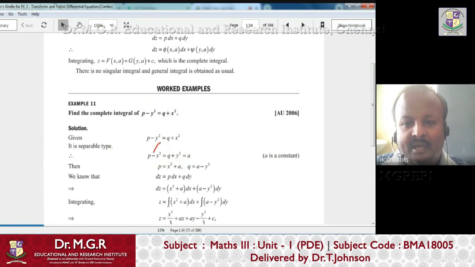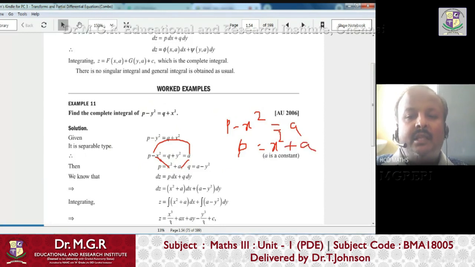Combining 1 and 3, we can write P equals A plus X square by taking X square to the other side. Right? So P minus X square equals A, which can be written as P equals X square plus A.